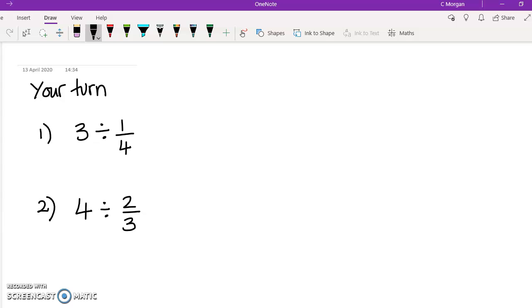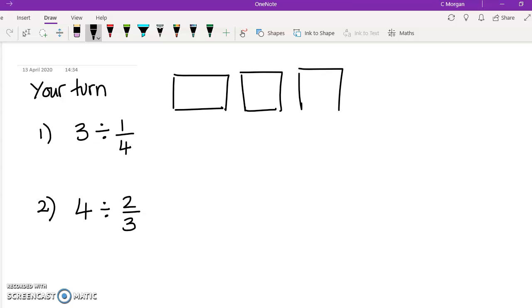Okay, so looking at number 1, of course, I can draw 3 whole bars of chocolate if I wish to. And I really want to know how many quarters are in 3 wholes. And as you can see, my divisions are getting less and less equal as we go on. I can see that there are 4, 8, 12 altogether there. So I have 12 quarters that fit into 3 wholes. I hope you got that one right.